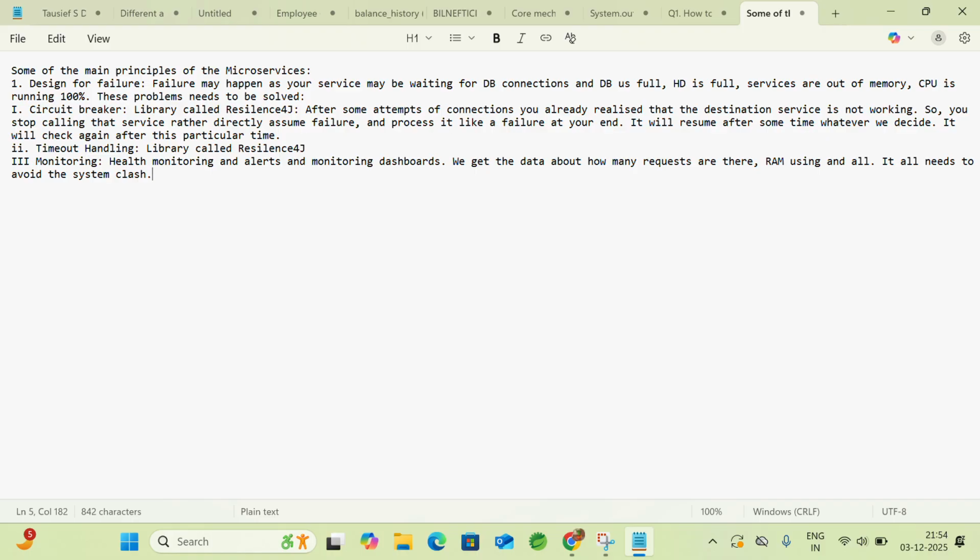So what it is actually doing is monitoring the health of our system, like how the CPU is running, how RAM is running, how memory is occupied. So in this way it is monitoring the health basically.